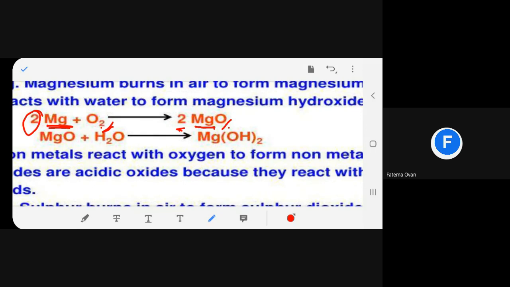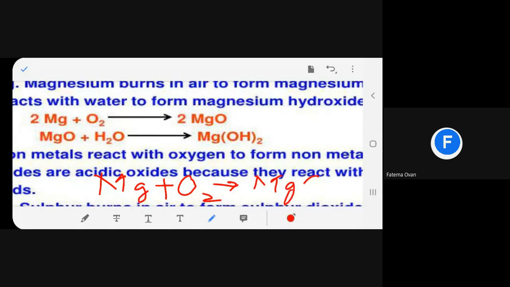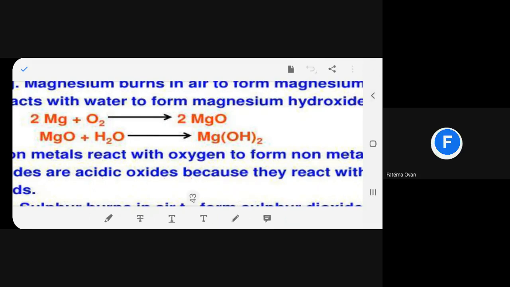If I take it this way, magnesium plus oxygen, we get MgO. How much is oxygen? 2. I cannot put 2 over here, so I will put 2 over here. Now magnesium has become 2, but magnesium is 1 on the other side. So what will I do? I'll put 2 over here to balance. Understood, beta?